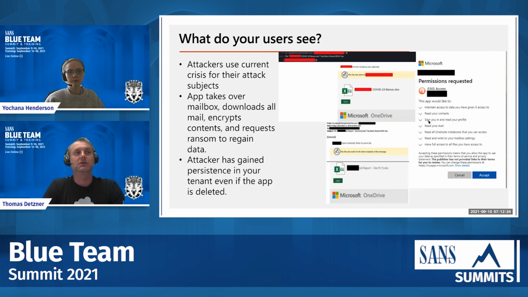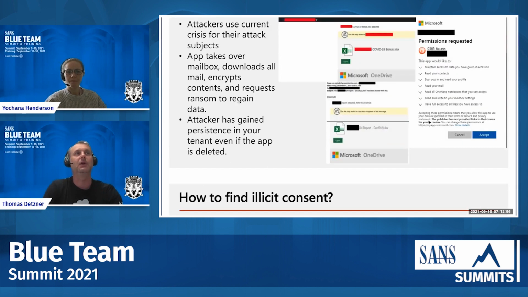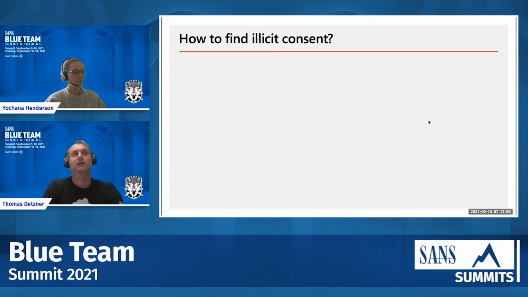The challenge here is that even if you clean up that service principal, the attacker may still have persistence in your tenant because they may have created other service principals. Even if you remove the initial service principal or app, the persistence may still be there for the attacker, and you may not obviously see that right away. So how do you find that?